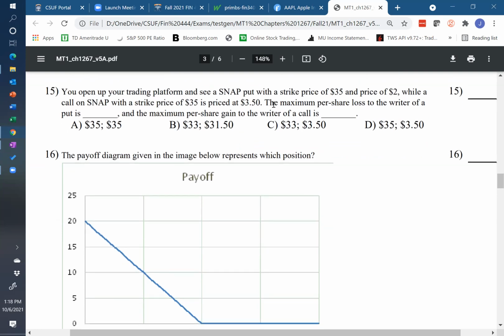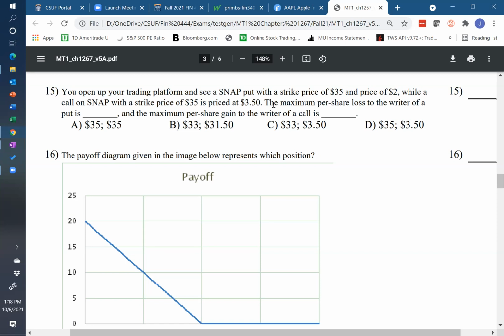All right, you open up your trading platform. You see a put with strike price of 35, price of $2. Well, a call with strike of 35 is priced at 3.50. The maximum per share loss to the writer of the put is what? And the maximum per share gain to the writer of the call is what?